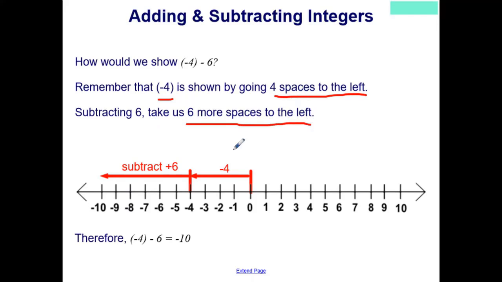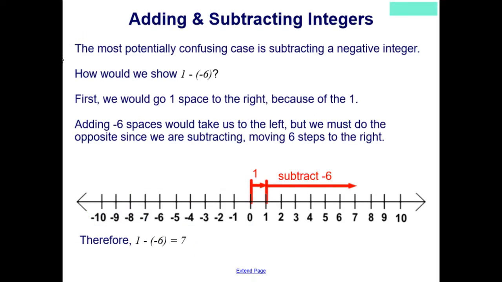So let's start with our negative 4 on our number line. We would start from 0, moving 1, 2, 3, 4, arriving us at negative 4. And then we will move an additional 6 more spaces to the left, 1, 2, 3, 4, 5, 6, arriving us at negative 10. Therefore, negative 4 minus 6 equals negative 10.